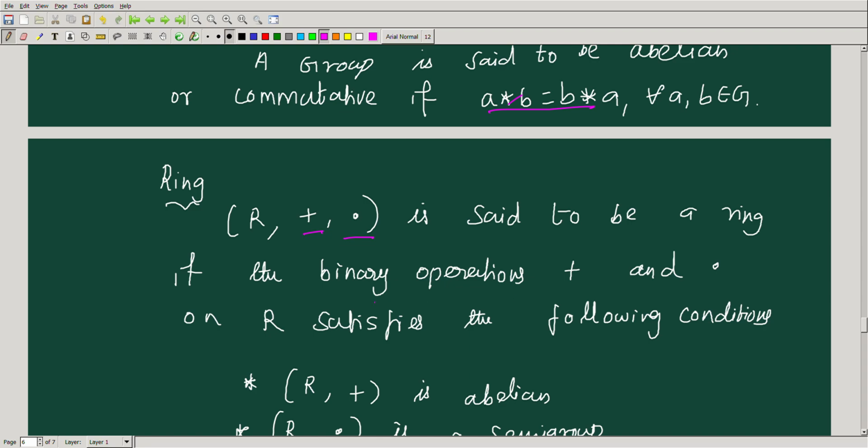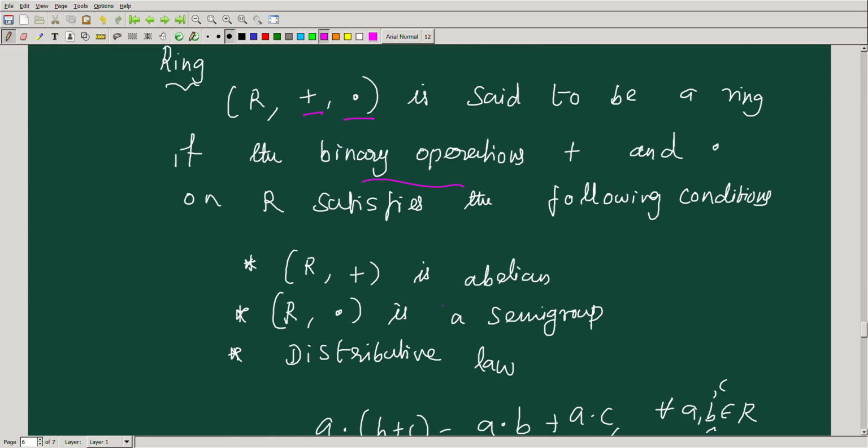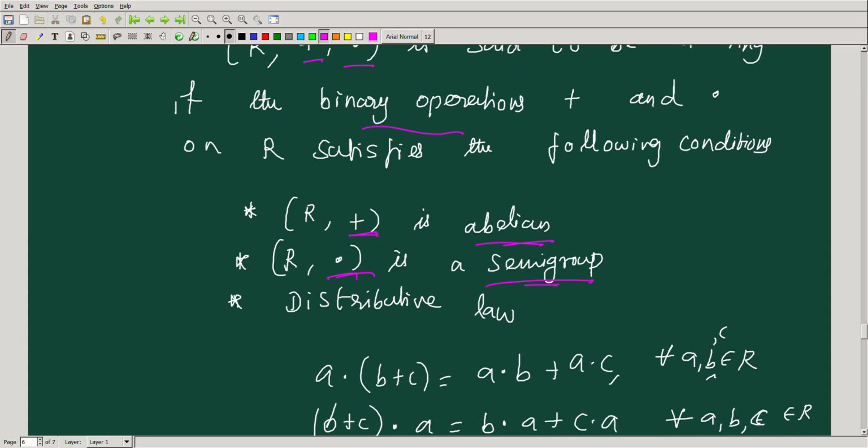The binary operation always plays a vital role in algebraic structure, because the binary operation is important whatever you are doing, right? So plus and star satisfy the following conditions. With respect to addition, it should be abelian. Abelian means commutative law. With respect to multiplication, it is a semigroup, with the distributive law.